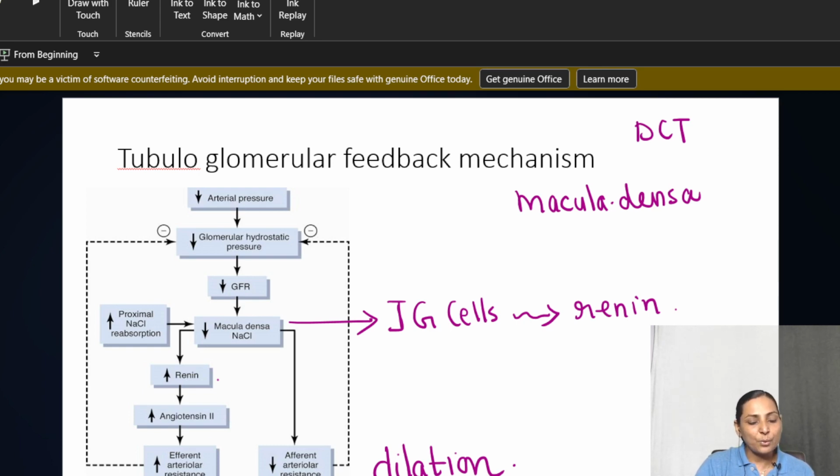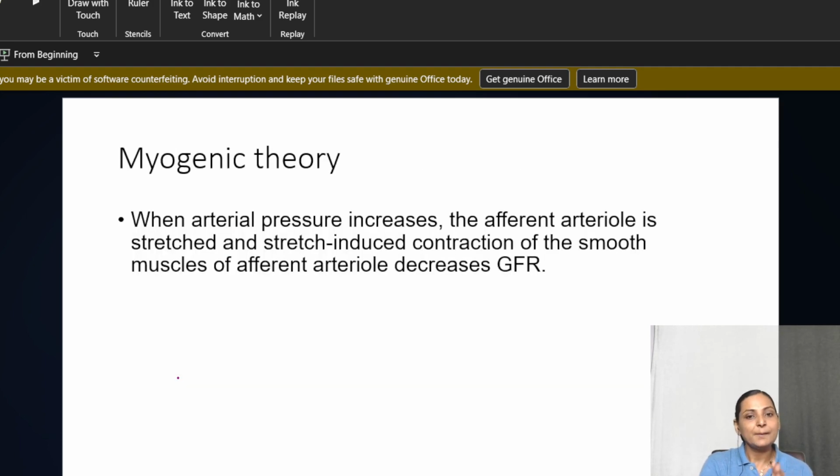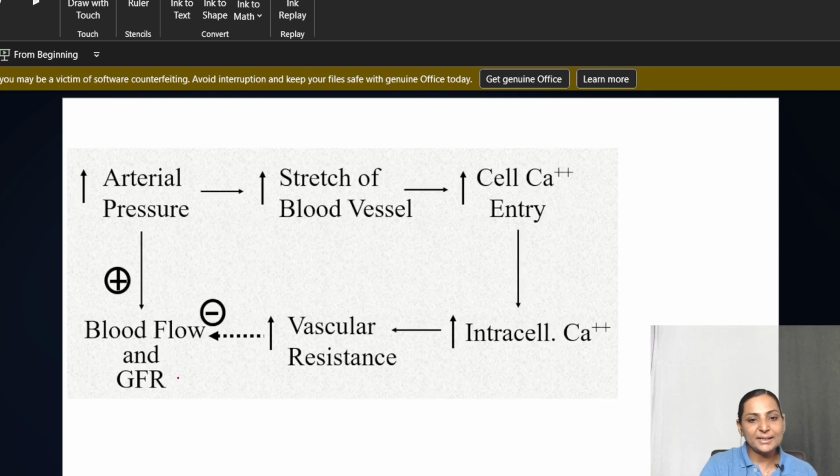Angiotensin 2 is going to cause an increase in the efferent arteriolar resistance, and we know that the mild efferent arteriolar resistance increases GFR. So this is the tubular-glomerular feedback mechanism which is working at the level of macula densa, that is your DCT, which should be mentioned with regulation. This is very important. The second important is the myogenic theory, which can also be taken in the form of a flow chart. What does this theory say?